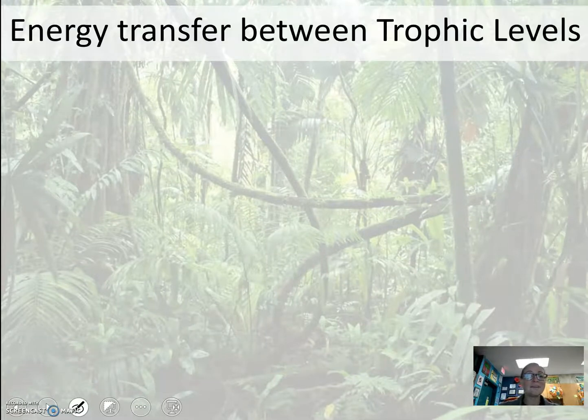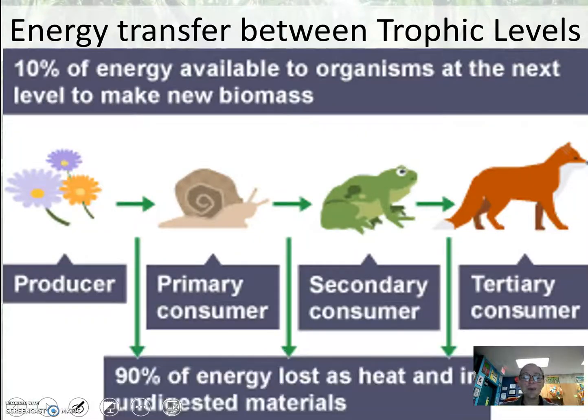All right, and so our next component is energy transfer between trophic levels. When we look at how energy transfers, the amount of available free energy in an ecosystem and how it moves from one trophic level to the next, it's approximated that only about 10% of the energy is available to the next trophic level to make new biomass. I love this idea right here. So to actually build themselves.